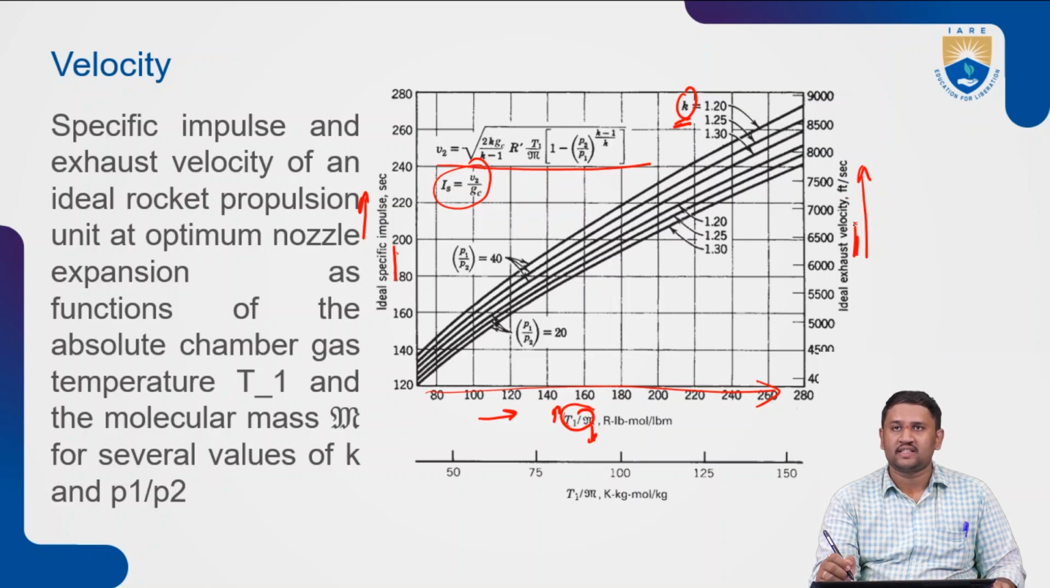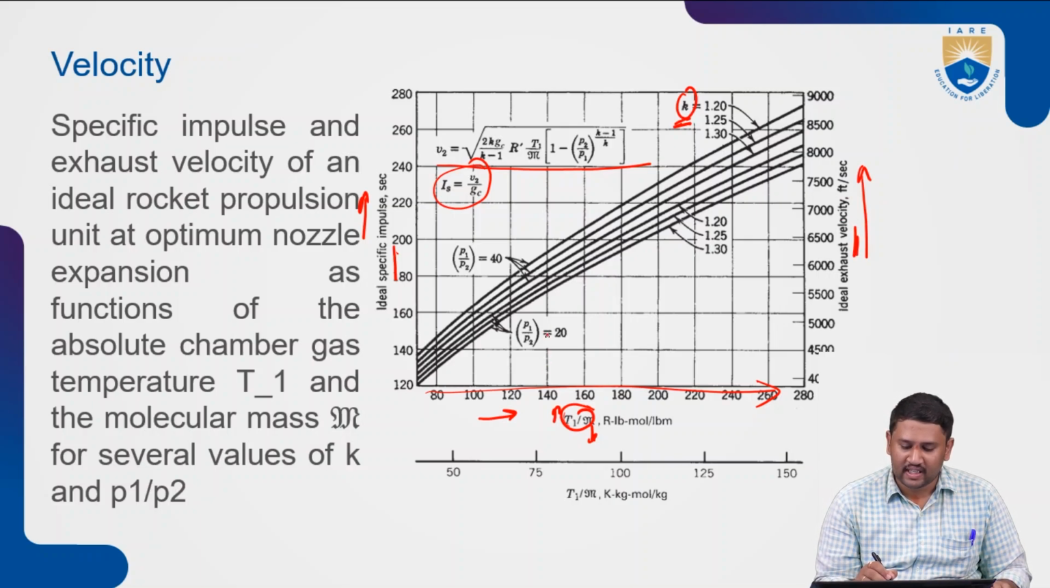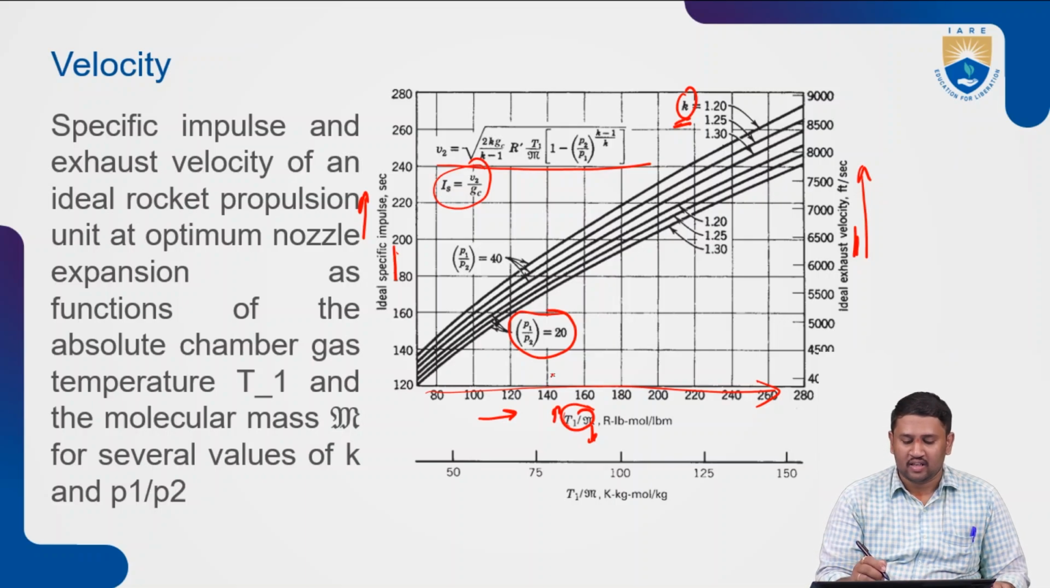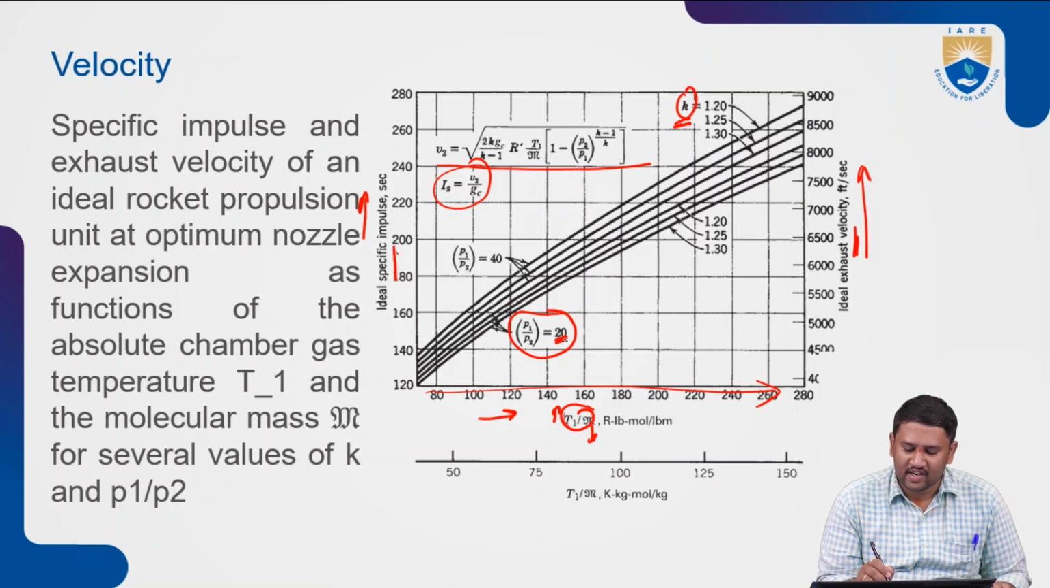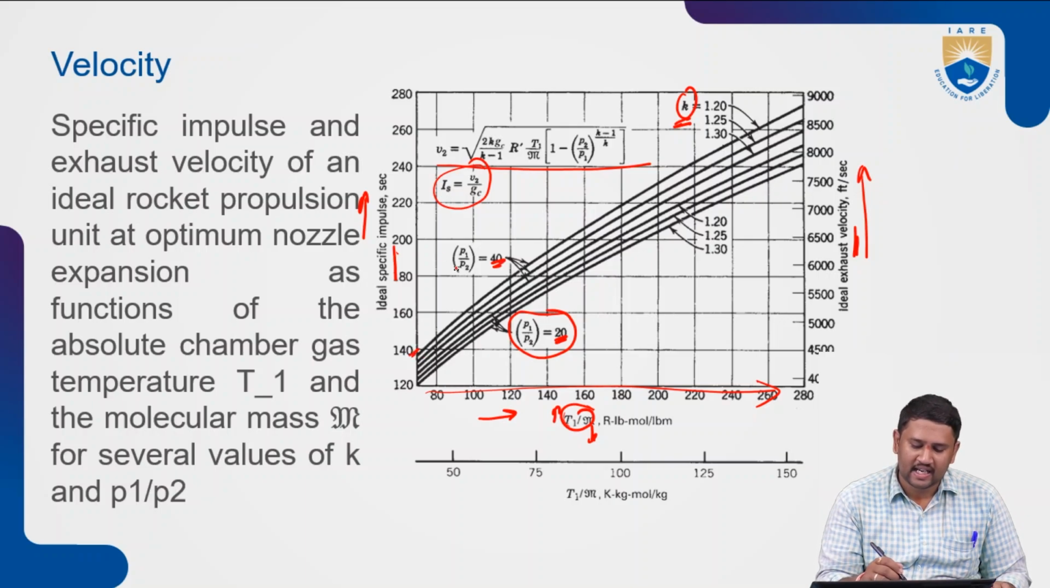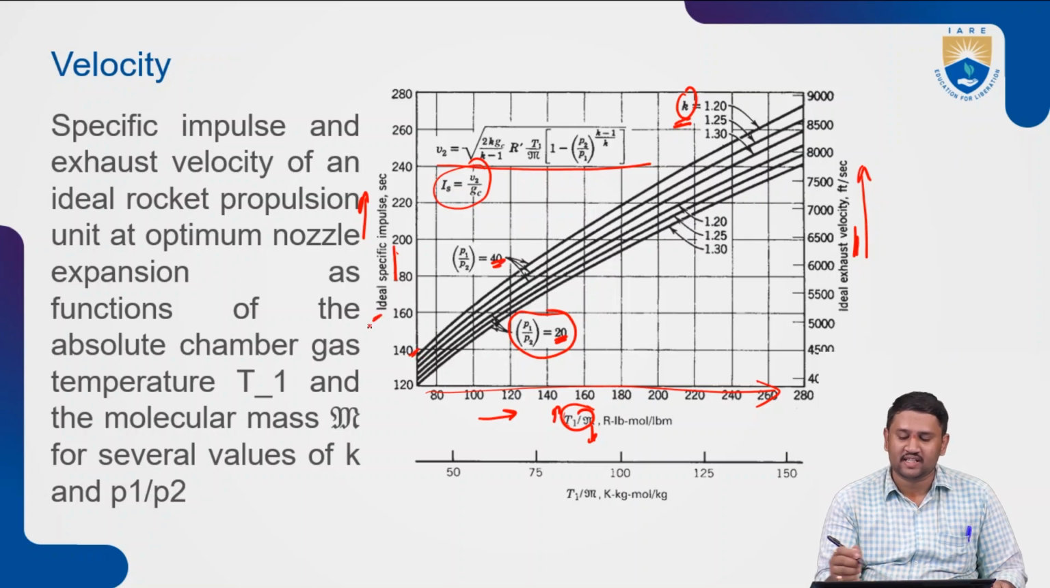Now what happens in this? The grid lines that we have are for specific pressure ratios, the pressure ratio between inlet and exhaust. For a pressure ratio of 20 or 40, we are getting an idealized form of specific impulse as well as an idealized form of exhaust velocity. Now these can be rewritten.